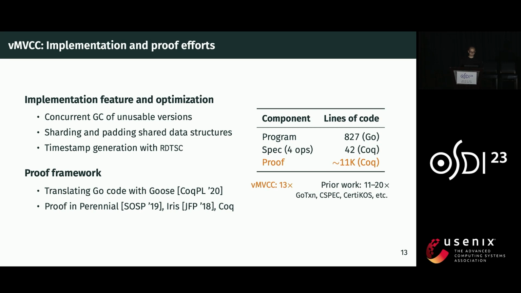The proof is about 11K lines of Coq, and the proof-program ratio is on par with other work on verifying concurrent programs using an interactive theorem prover.